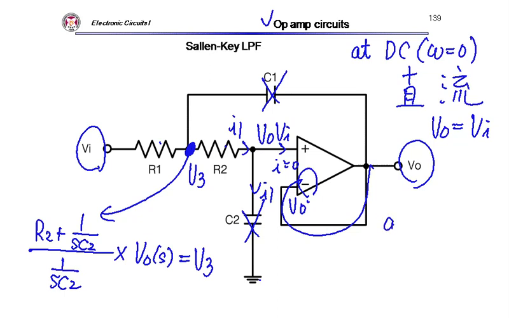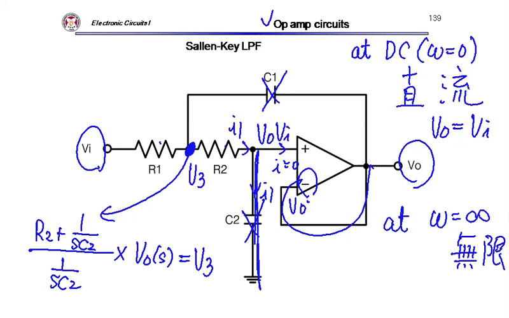At very high frequency, the capacitor is a short circuit. If it's a short circuit, this voltage should be 0, right? Because the capacitor is a short circuit, this voltage is 0. And this is VO, this is VI.